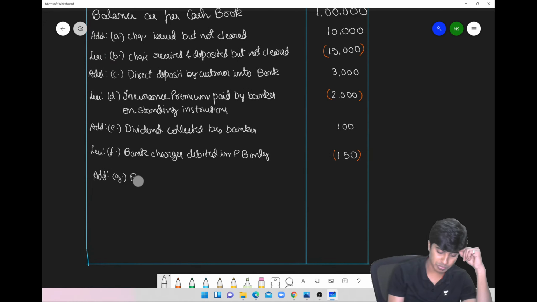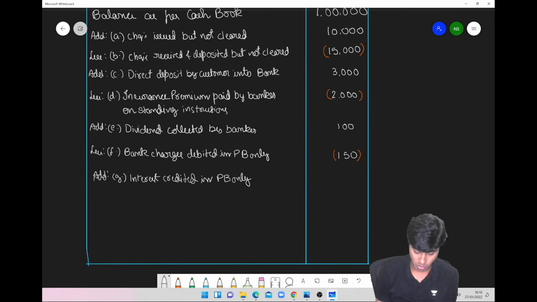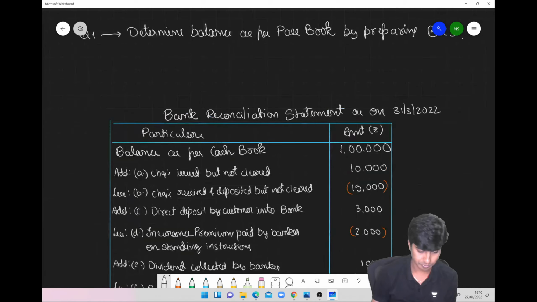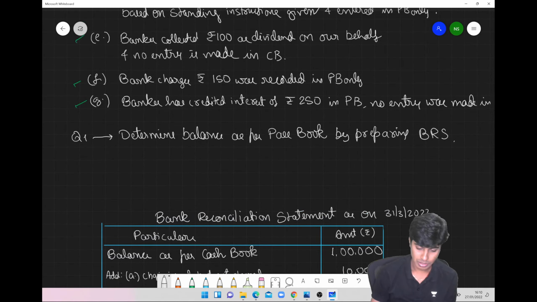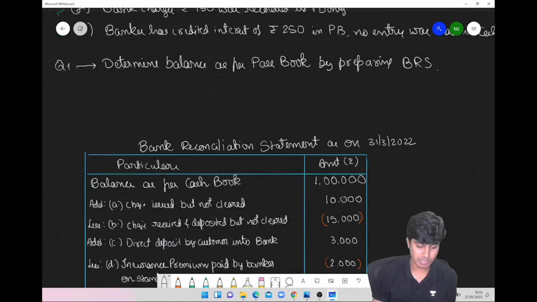Interest credited in passbook only. Very good. Interest credited in passbook only. How much is the amount? This is to the extent of 250. I would write 250 here. That's it. Fantastic. All the adjustments have been done.